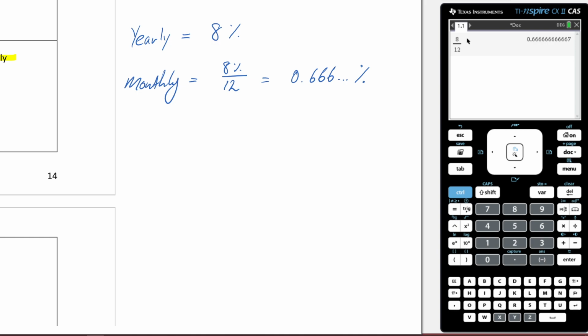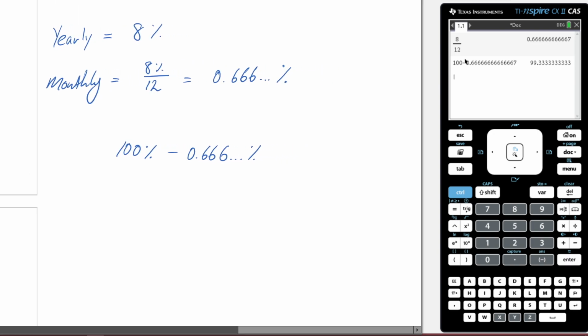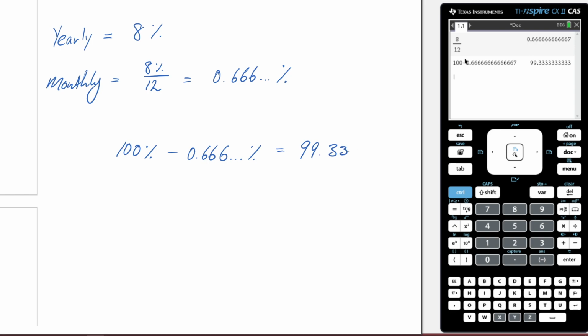Can we now ask the question, how much of the value of the car remains each month? Because at the very beginning, you have 100% of the value of the car. But after the first month, you lose 0.666... percent of that value. I'm taking 100, I'm saying we're losing that. So the amount of value of the car that remains each month is 99.33... percent. And you know what? I might just round it to 33 just to make our lives a bit easier.